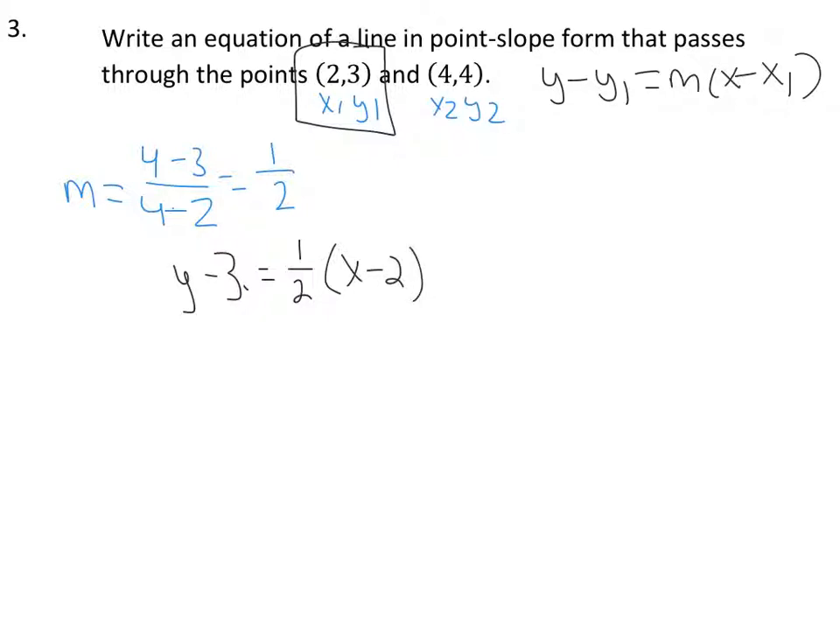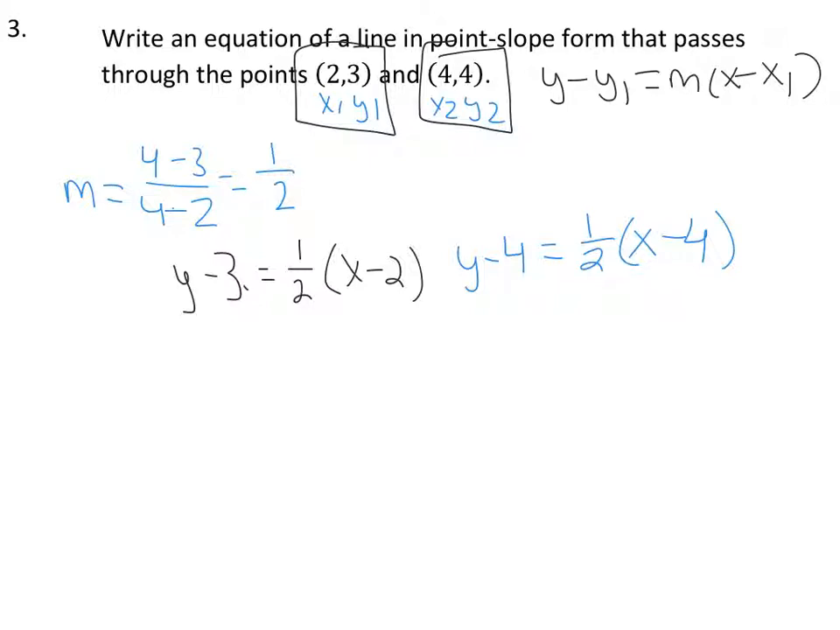Or let's say you picked this one. You would get y minus 4 equals 1/2 times (x minus 4). So these look different, and either of these would be acceptable final answers. You can either copy what I'm about to write down, or you can just watch.